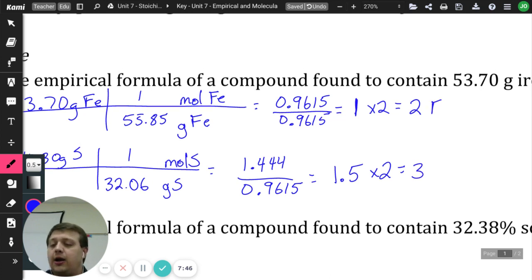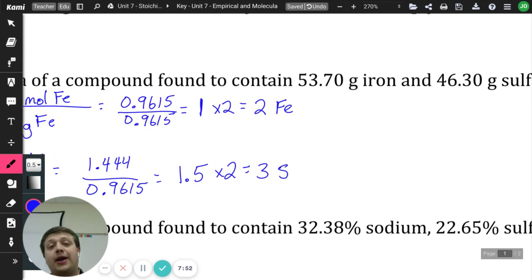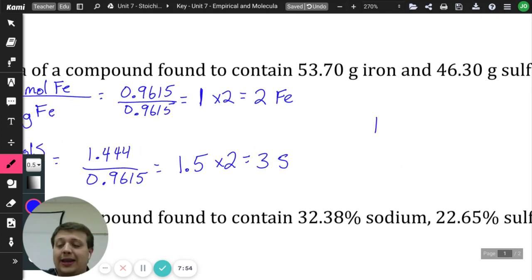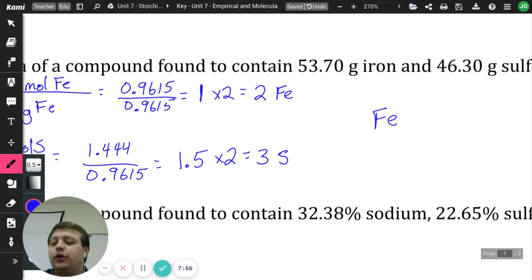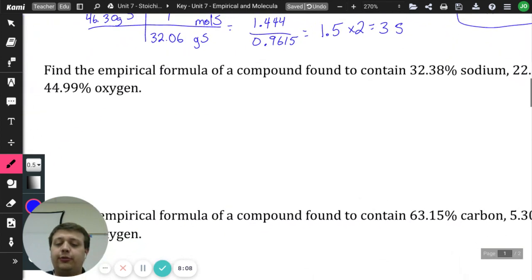So for my iron, I found I had 2. And for my sulfur, I found I had 3. So then when I write my empirical formula, I would put Fe2S3. That would be my empirical formula. So this would end up being my answer. Okay? So let's do this next one.